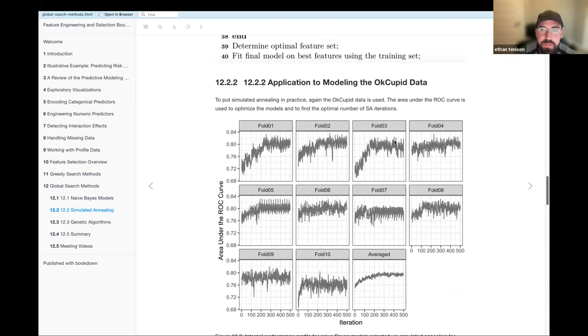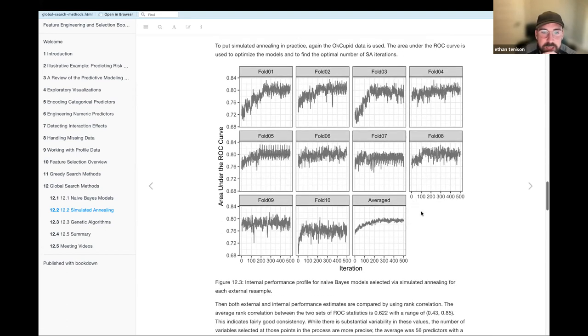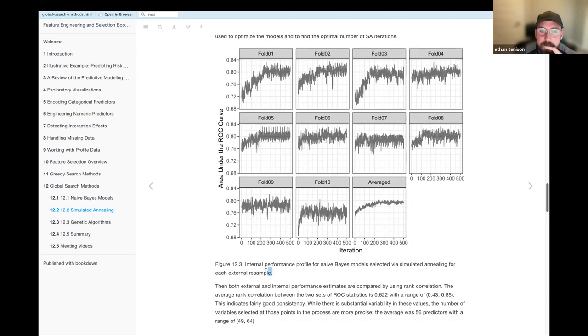And so these are the results of the tenfold cross-validation. You can see here that they have similar trends per fold, although there are some major differences. You can see that it peaks around 300 iterations. And this is based off of, right, this is the internal resampling method. So we're just looking at the number of iterations, like what is the optimal for that?